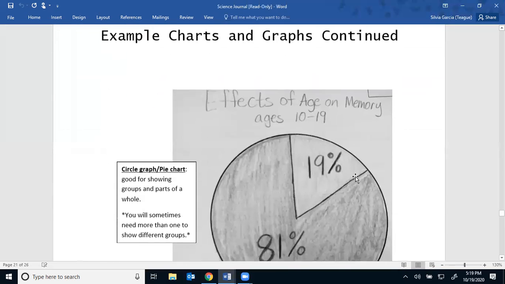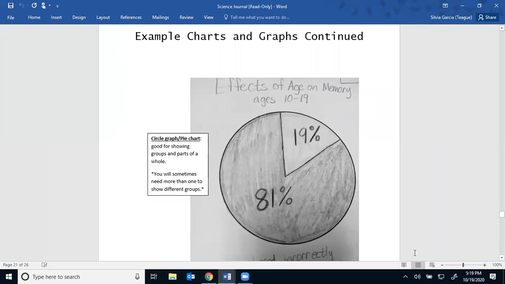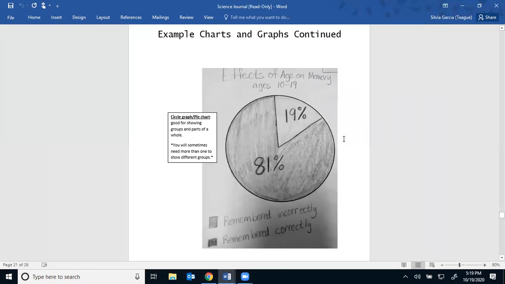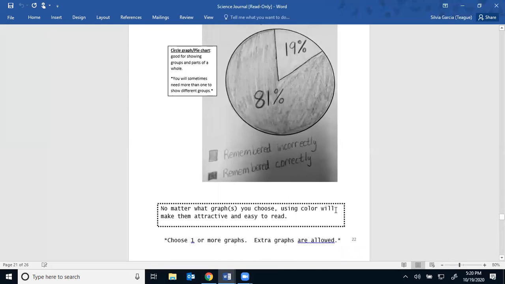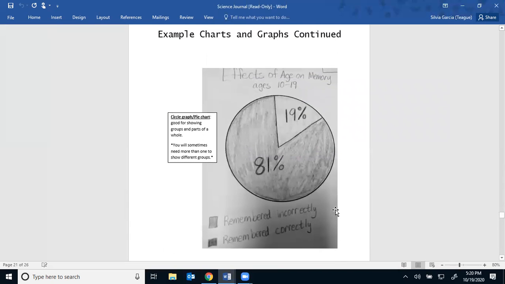Now, we can't tell you what type of graph to use, but there are many different types that you could use. If you're doing a survey, a great type of graph that you could use is this circle graph or a pie chart. And this is showing you the data for the effects of age on memory. This color was for the ones who remembered it wrong. And then this darker color is for those who remembered it correctly. So it all depends on what you're doing. It all depends on your data and what you're measuring, but make sure that whatever you pick, whatever you're observing, whatever you're measuring, you are doing it using the metric system.